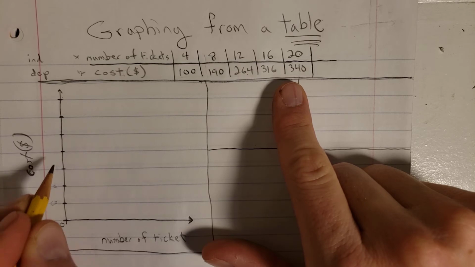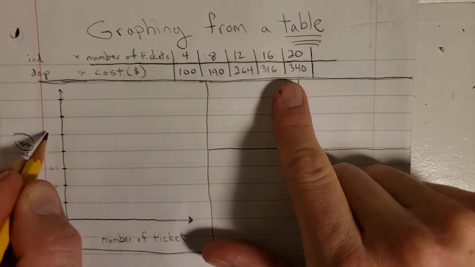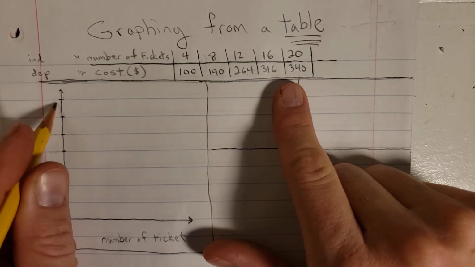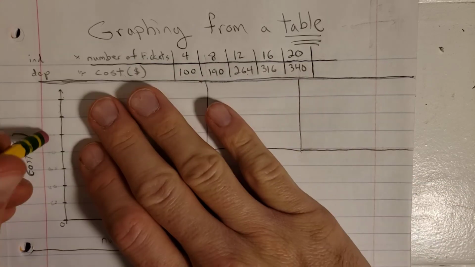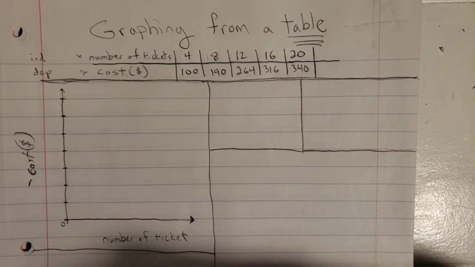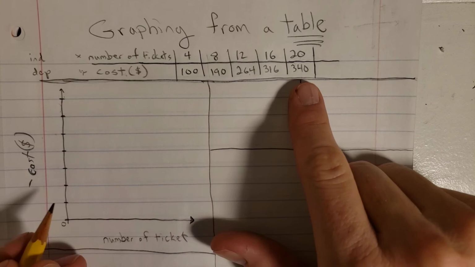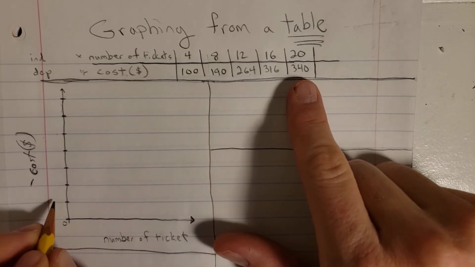20, 40, 60, 80, 100, 120, 140. Oh, it doesn't fit. I need to make my intervals bigger. I've got to jump up there faster. So maybe 50s will work, okay?